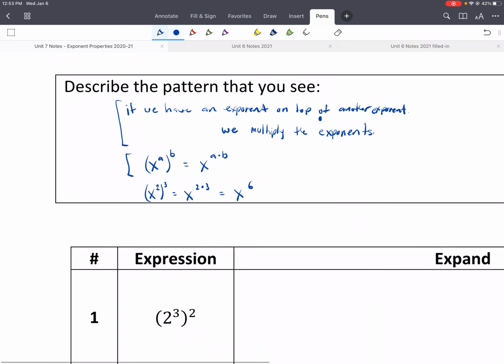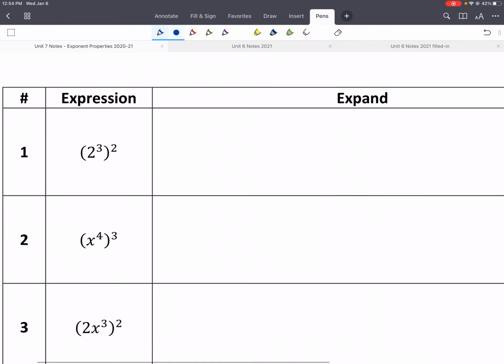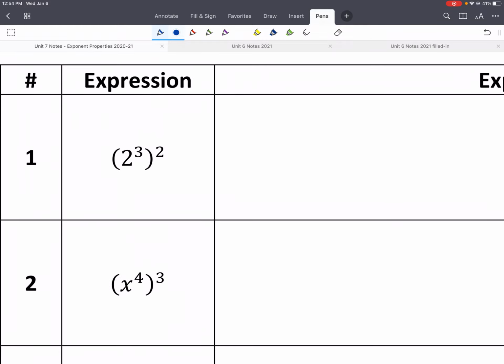We've learned these different rules, or I guess there have been more than that, but the main rules are: if we multiply like bases, we add their exponents. If we divide like bases, we subtract the exponents. And if we have an exponent on top of another exponent, then we multiply those exponents. Let's do the same thing that we've done in our other lessons: we're going to expand and then simplify. If you just use the rule, that might be easier, but I think it's good to at least practice expanding a bit, and then you can do it however you'd like.